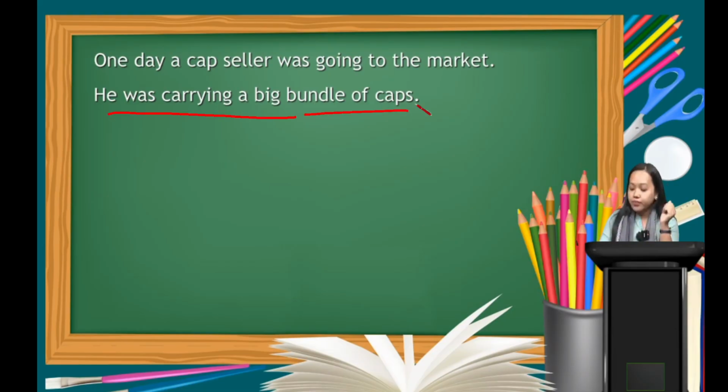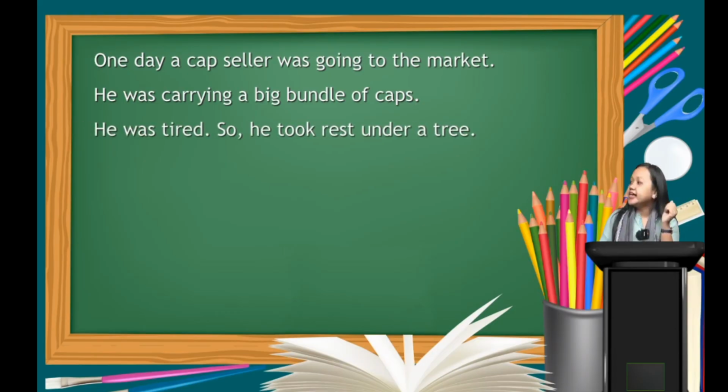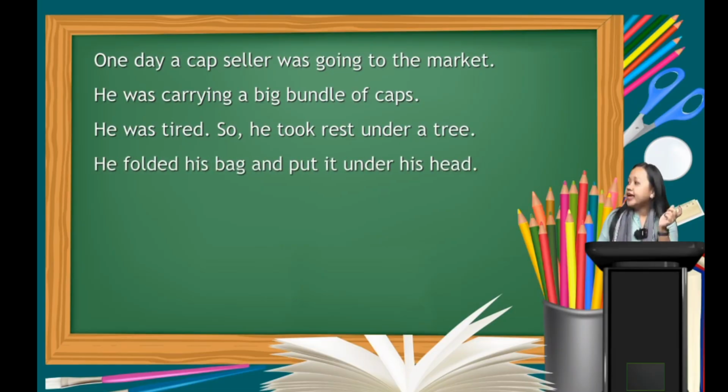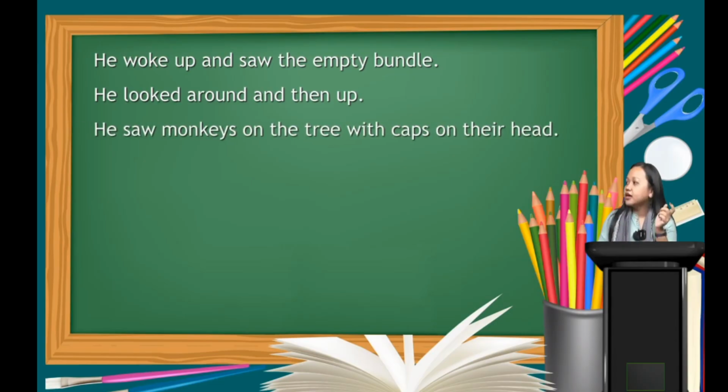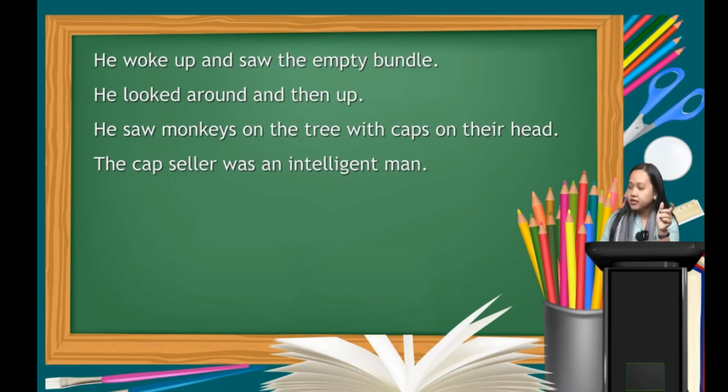He was carrying a big bundle of caps. Next, he was tired, so he took rest. Next, he folded his bag and put it under his head. Next, he woke up and saw the empty bundle. He looked around and then up. He saw monkeys on the trees with caps on their heads. Okay. The cap seller was an intelligent man.